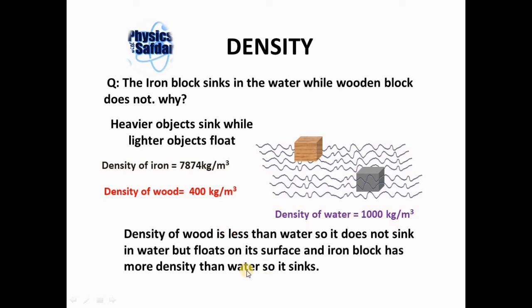So finally, what we conclude: the density of wood is less than water, so it does not sink in the water, but floats on its surface. An iron block has more density than water, so it sinks.